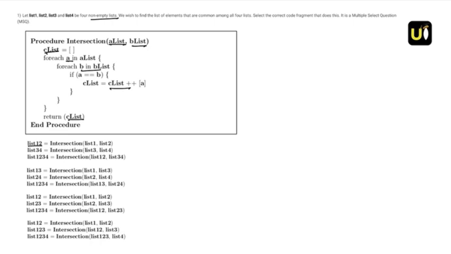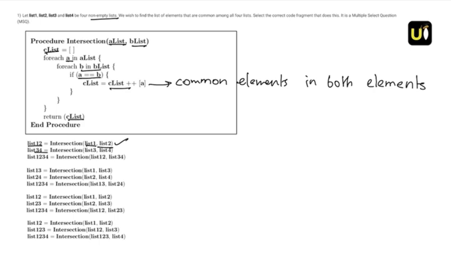So list 1, 2 is the intersection between list 1 and 2. So here we are finding the common elements in both the lists, right? And what is a common element? That is the intersection of both lists. Like when you do sets, the intersection of 2 sets is the common elements present in both the sets. So that similar thing is done here in this procedure. So list 1, 2 will contain the intersection between list 1 and 2. So this is correct. And list 3, 4 will contain the intersection between 3 and 4. And 1, 2, 3, 4 will be the intersection between list 1, 2 and list 3, 4.